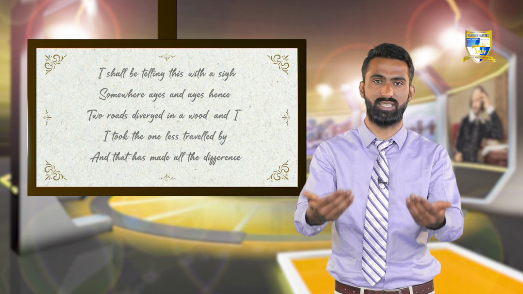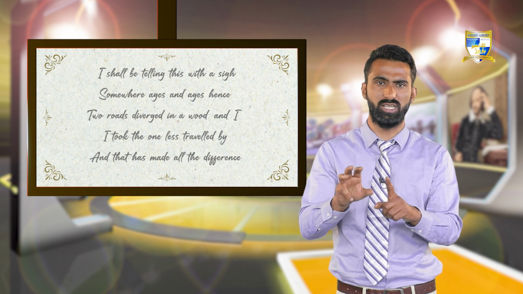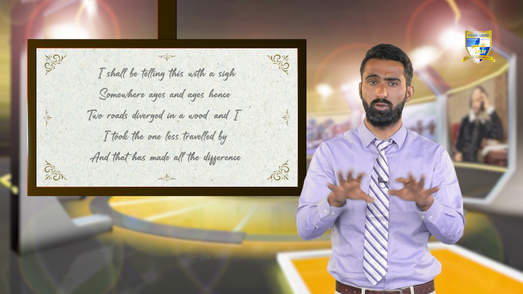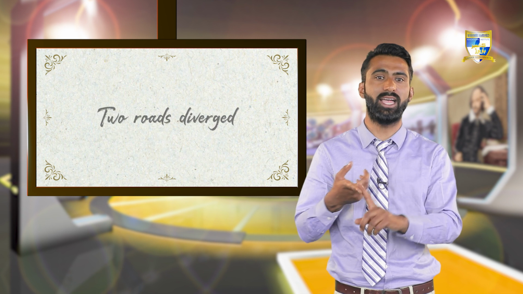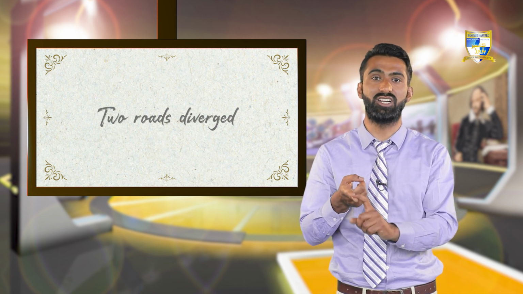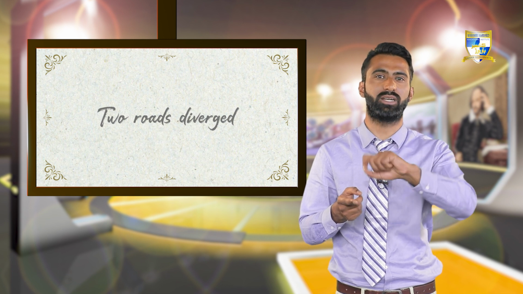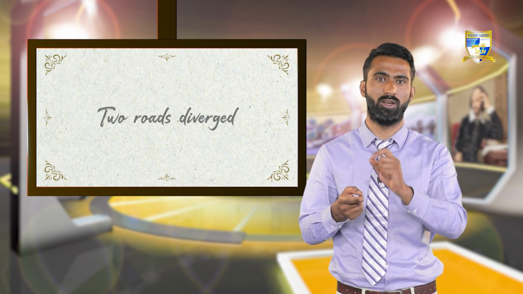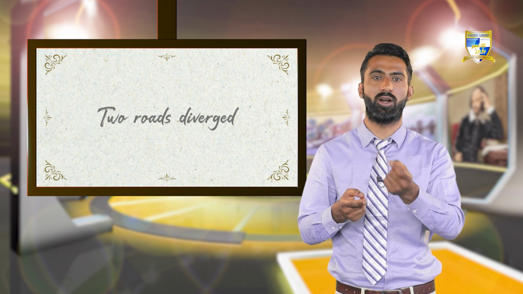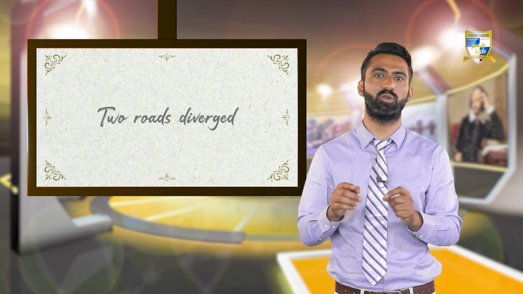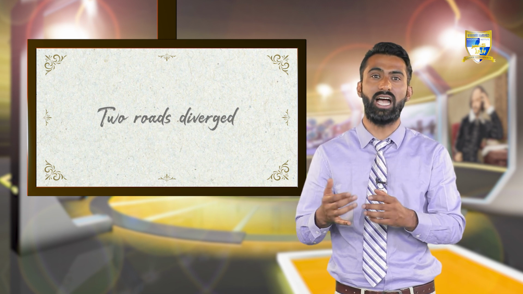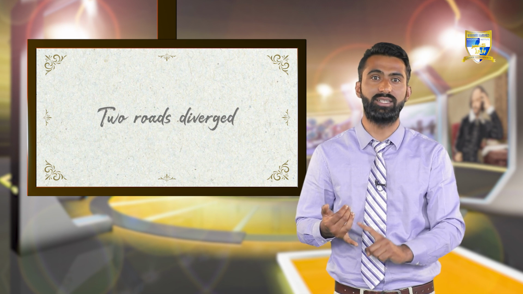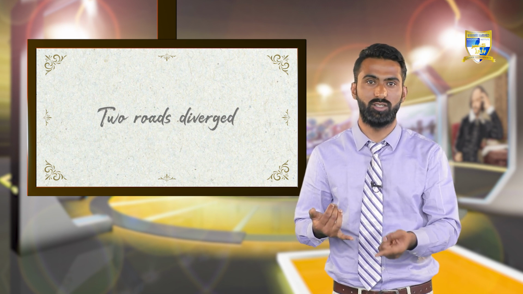That's how you got to recite it. I will talk about some words because there are some words which we often mispronounce, like the word "diverged" in "two roads diverged." The words ending with "ed" we often mispronounce, like we say diverged or looked or happened, and so on and so forth. So you have to have a little subtle sound of "ed," like diverged, looked, happened.